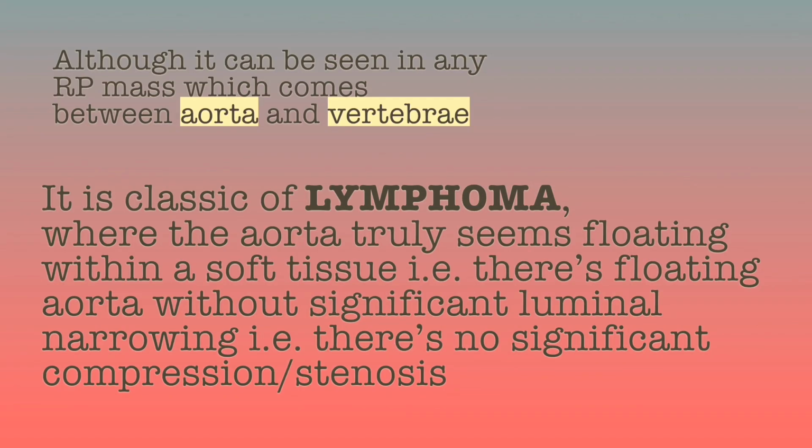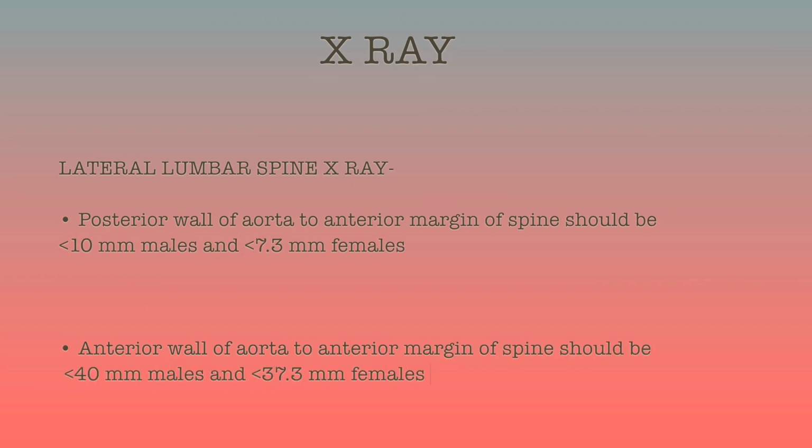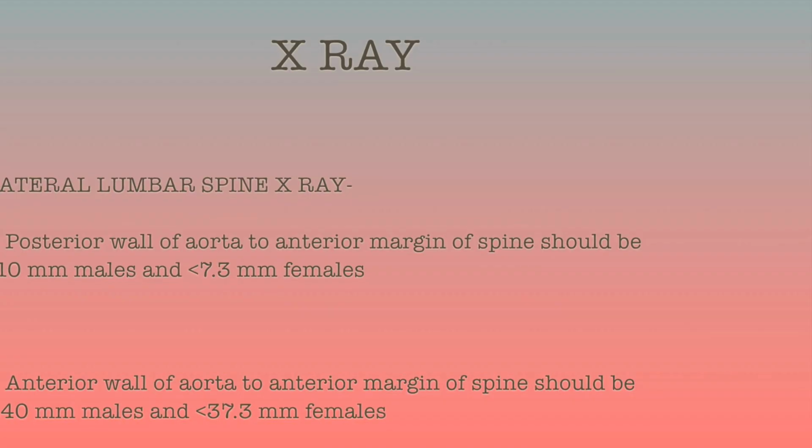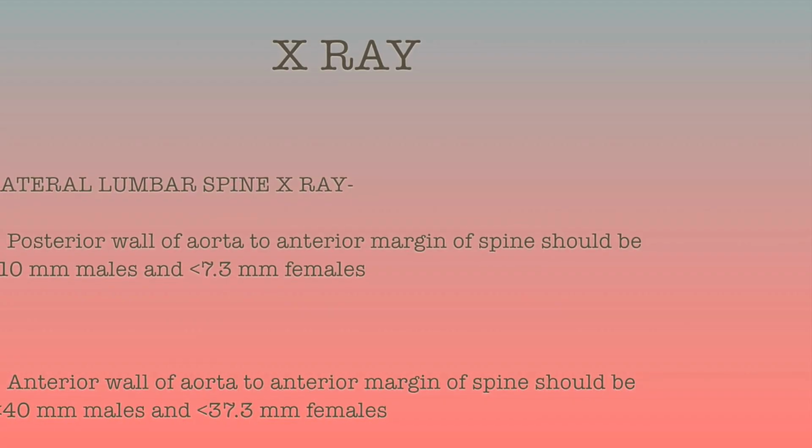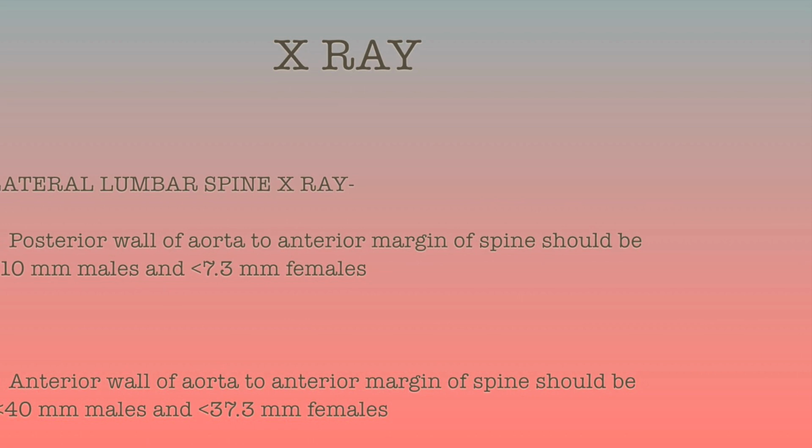On X-ray, lateral lumbar spine radiographs will show clearly displaced aorta, which is measured by two methods. Either measure the distance from anterior margin of spine to posterior wall of aorta, or measure it as anterior margin of spine to anterior wall of aorta.